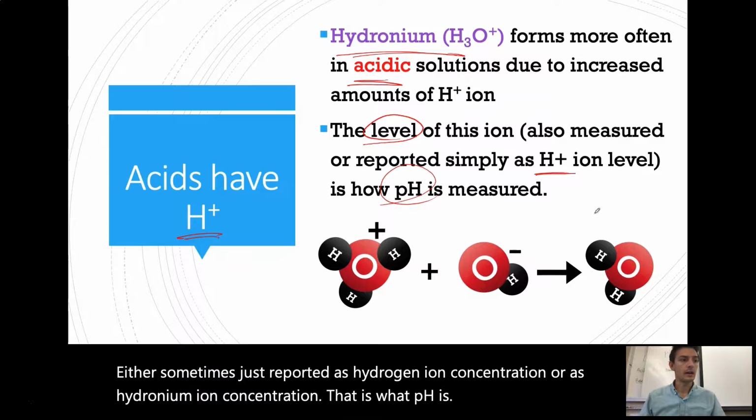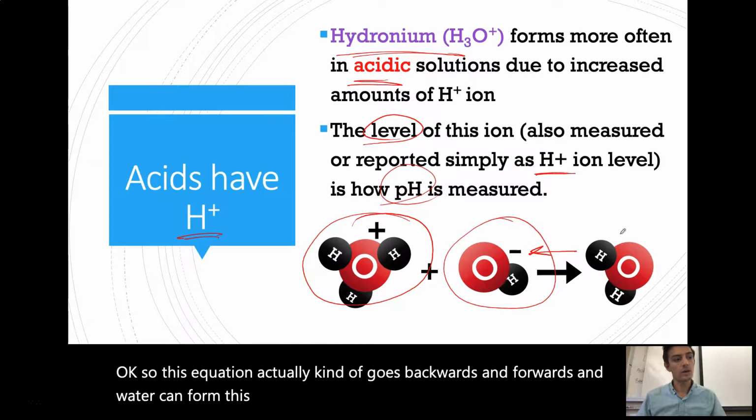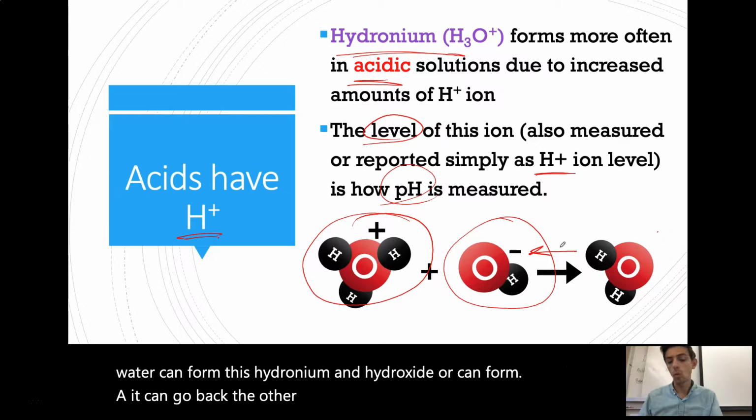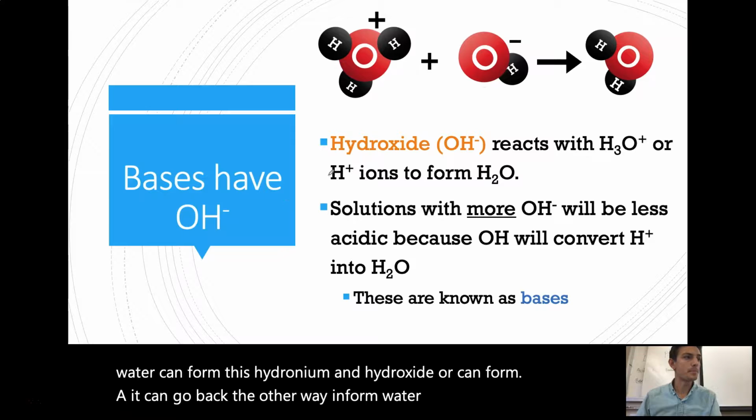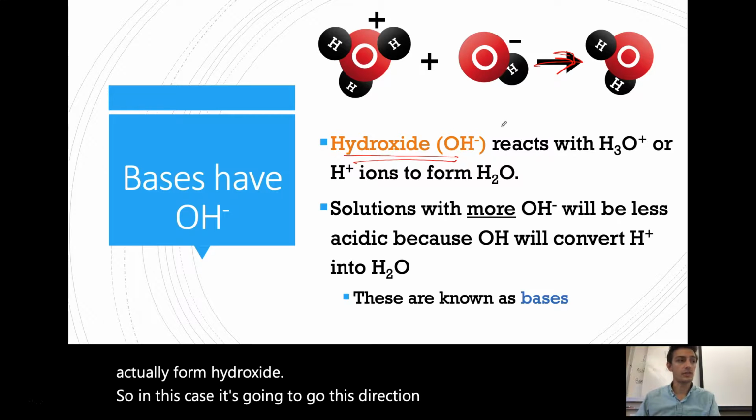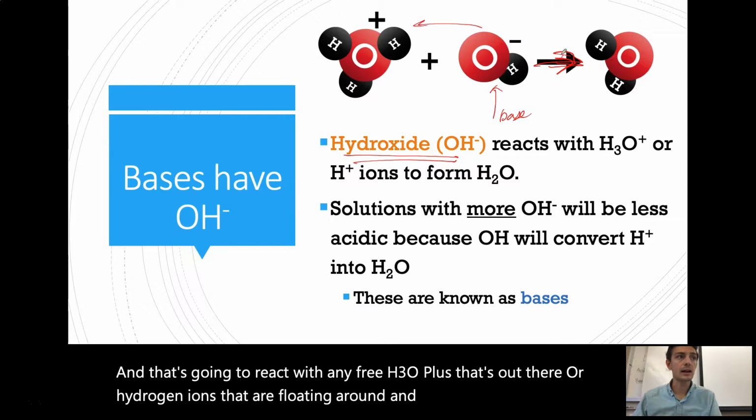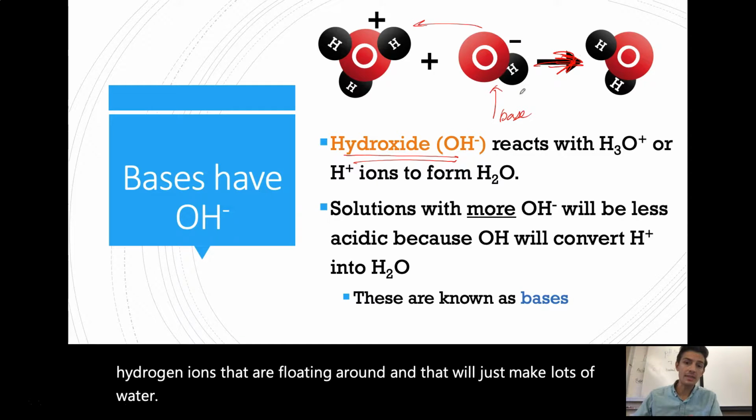Okay, so this equation actually goes backwards and forwards, and water can form this hydronium and hydroxide, or it can go back the other way and form water. So acids do that, but bases actually form hydroxide. So in this case, it's going to go this direction, where hydroxide is added by the base, and that's going to react with any free H3O plus that's out there, or hydrogen ions that are floating around. And that will just make lots of water and basically take away the concentration of hydrogen ion.